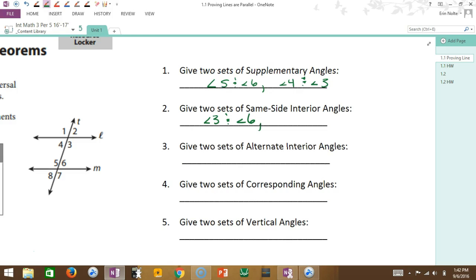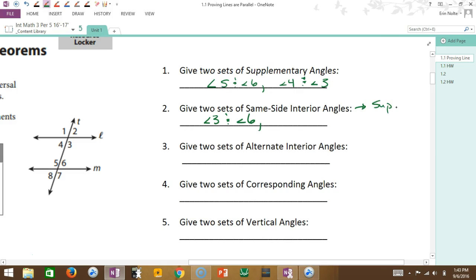Can somebody give me a statement about same side interior angles? Is there a relationship between angle 3 and angle 6? There is. They are same side interior angles. So what do we know about same side interior angles? They are supplementary angles. Okay, so tell yourself somewhere in your notes that same side interior angles are supplementary.